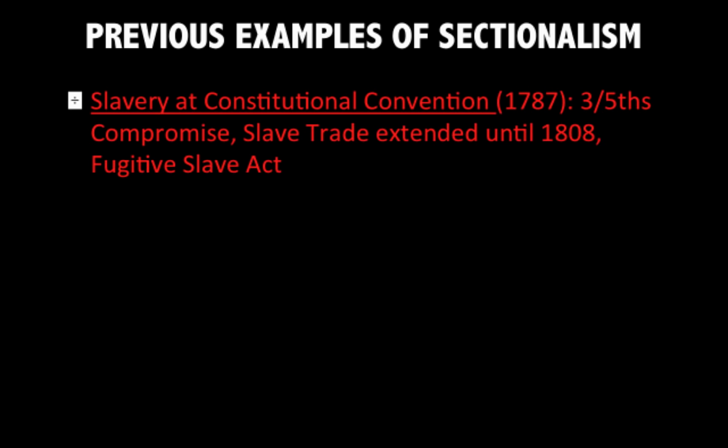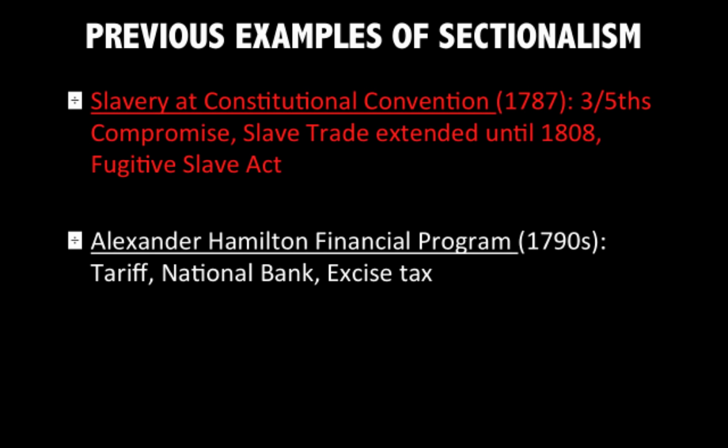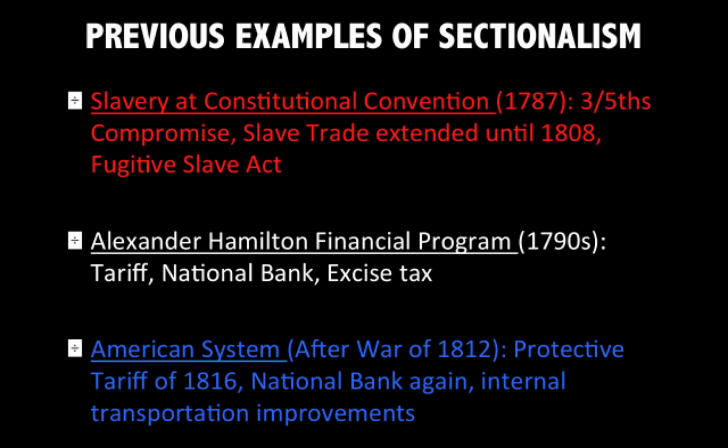Then when the nation begins under the Constitution, you have conflict over Hamilton's financial program, with many Southerners and Westerners not favoring things like the tariff, the national bank, and the excise tax. And then, of course, once again, after the War of 1812, there was controversy amongst Republicans about whether or not they should support the protective tariff of 1816. The national bank issue comes up again, and the internal transportation improvements. All of those things were a part of the American System designed by Henry Clay. So we've seen sectionalism in our history up until this point.